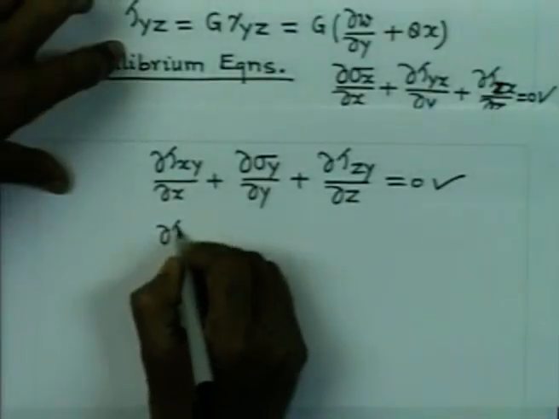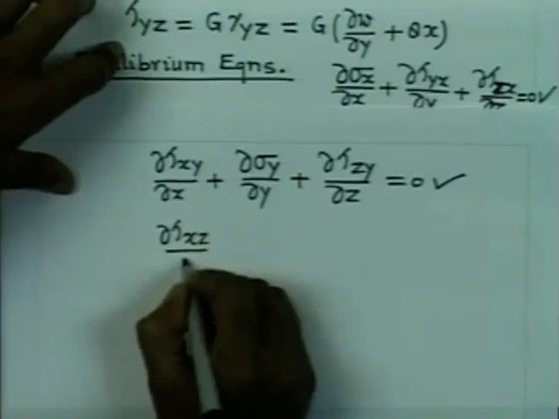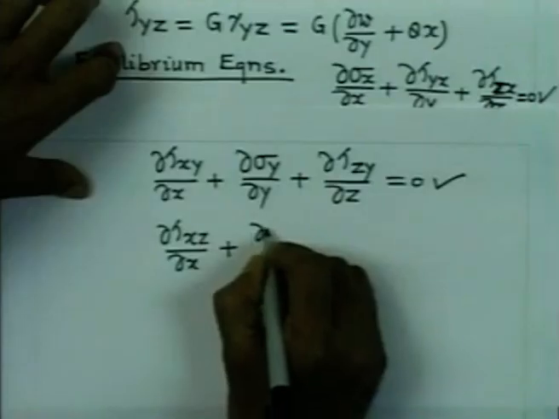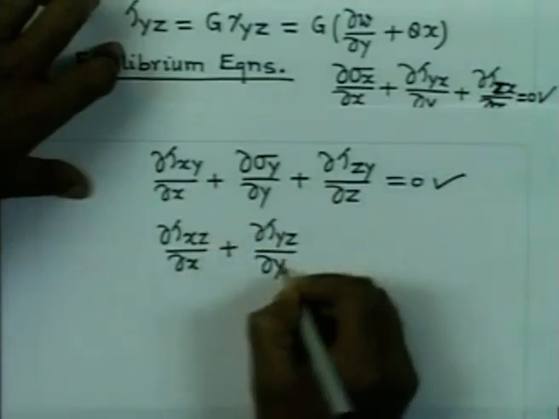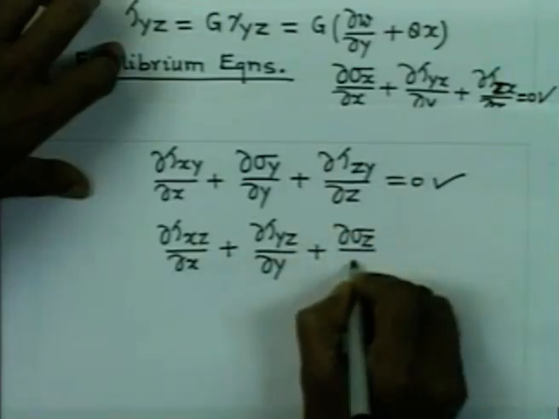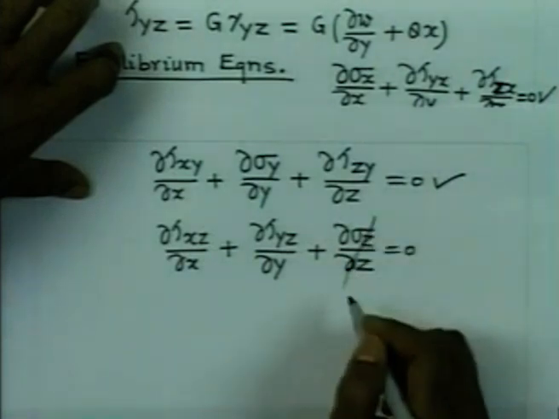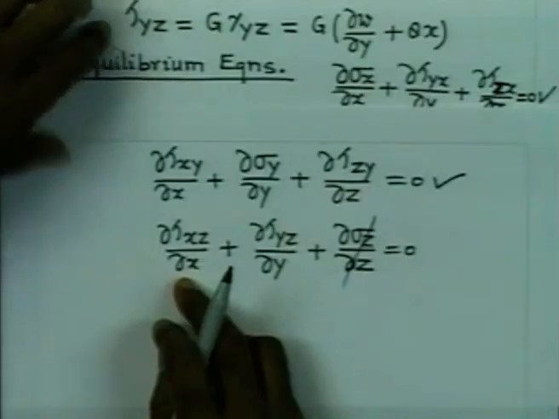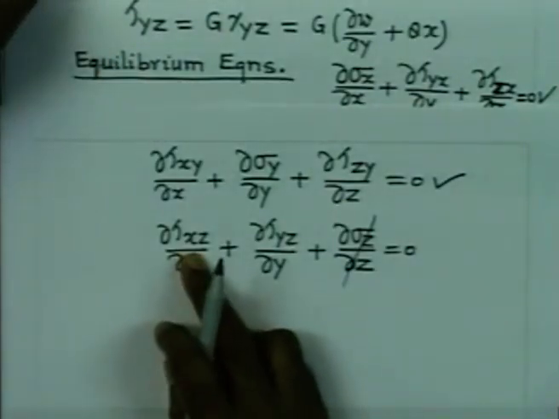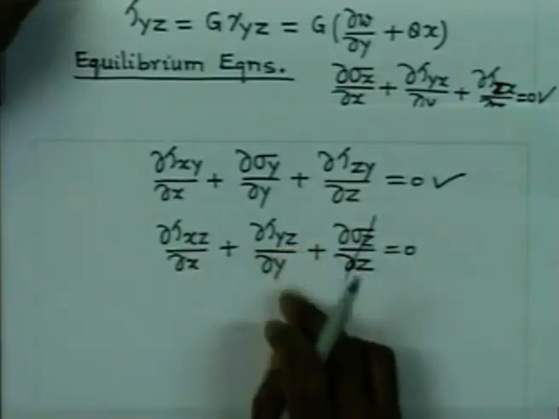Third equation is delta tau xz by delta x plus delta tau yz by delta y plus delta sigma z by delta z is equal to 0. So, in this equation sigma z is absent. So, therefore, we do not have this term, and the derivative of the stress tau xz with respect to x plus derivative of the stress tau yz with respect to y, sum of these two is equal to 0. So, now let us substitute the value of the stresses tau xz and tau yz and then see what this equation gives us.